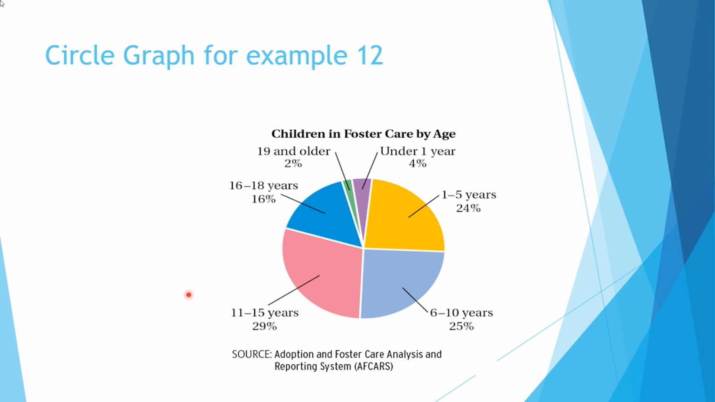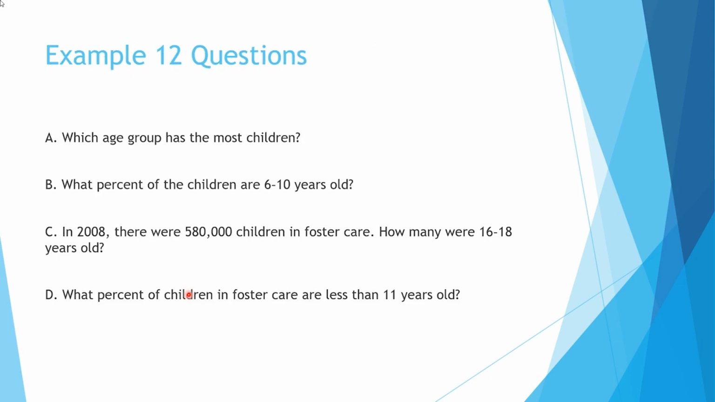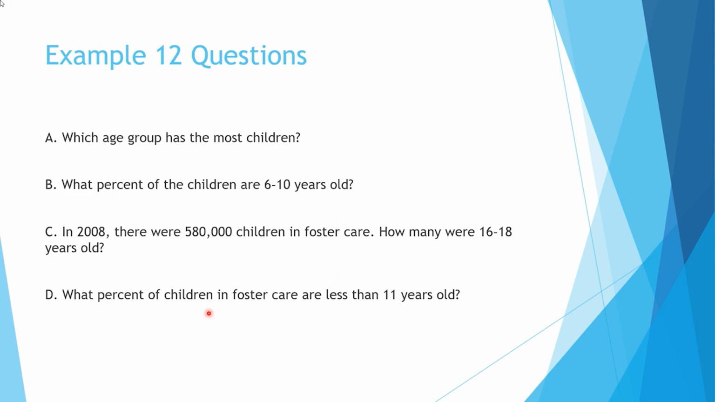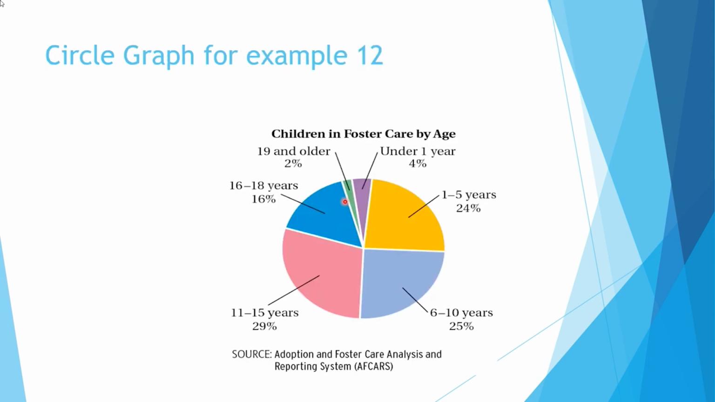All right, so let's look at the questions. Which age group has the most children? Going back, that would be the largest percentage, which would be 11 to 15 years of age. What percent of the children are 6 to 10 years old? Going back, 6 to 10, just by reading it, it's 25%.